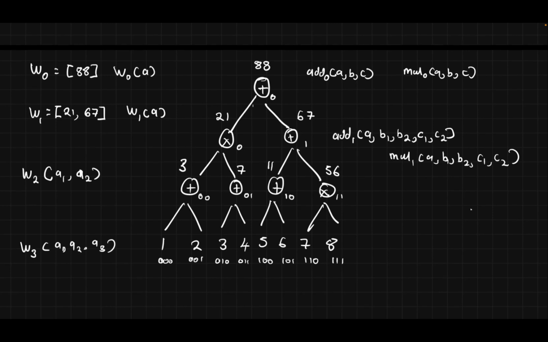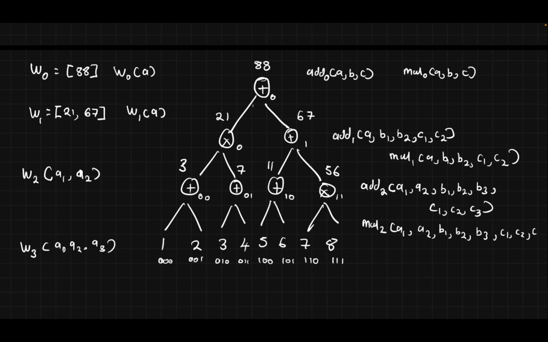Then let's move to layer 2. So we have add. How many bits is the output? 2 bits, right? That's A1, A2. How many bits the left? That's B1, B2, B3, right? Then C1, C2, it follows the same. Then we have mul similarly. Cool?